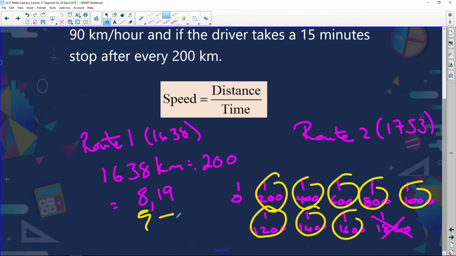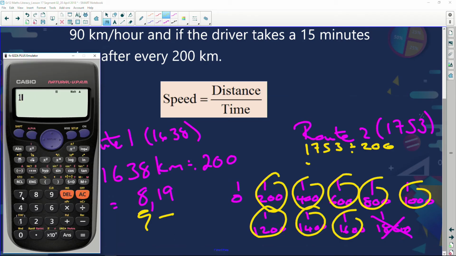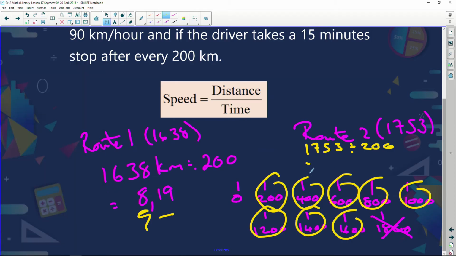On this route, I've got 1,753. I'm going to divide that by 200 as well. And we're going to say here 1,753 divided by 200. And folks, it's also going to give us 8.7, but 8 stops. Now, we need to remember that later on in our calculation.